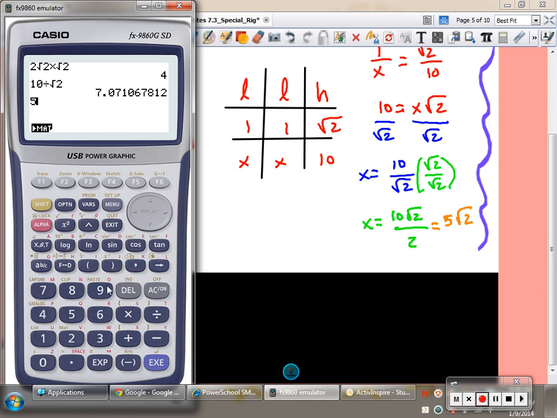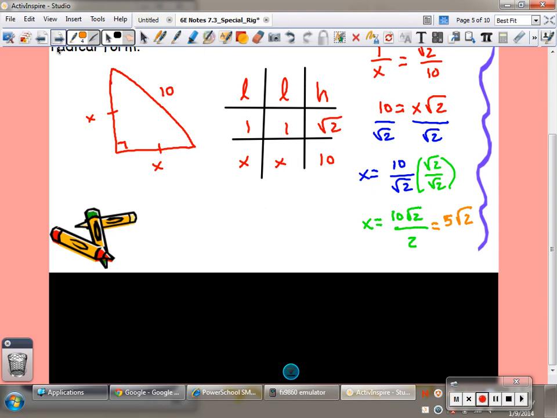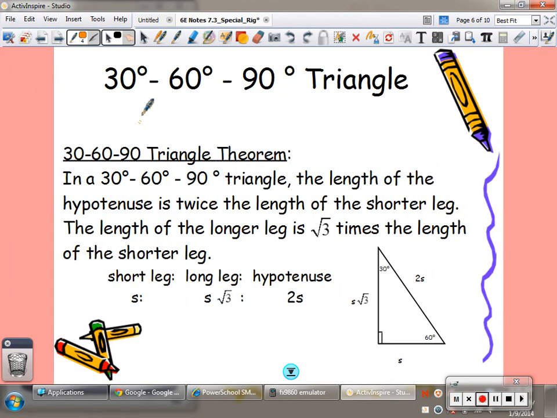If I want to check to see if I've done it right, I can do 5 times the square root of 2, and I should get the same exact number. If you get a different number, you've done it incorrectly. So your calculator may not simplify the radical for you, but it certainly will allow you to check your own work. Let's take a look at the next page.